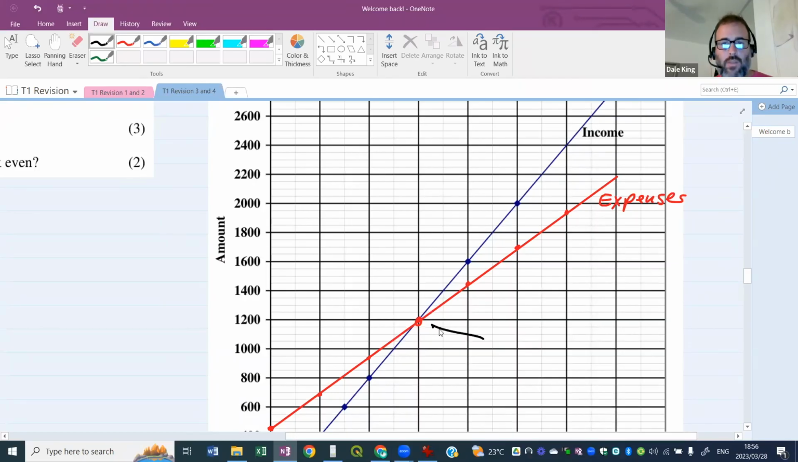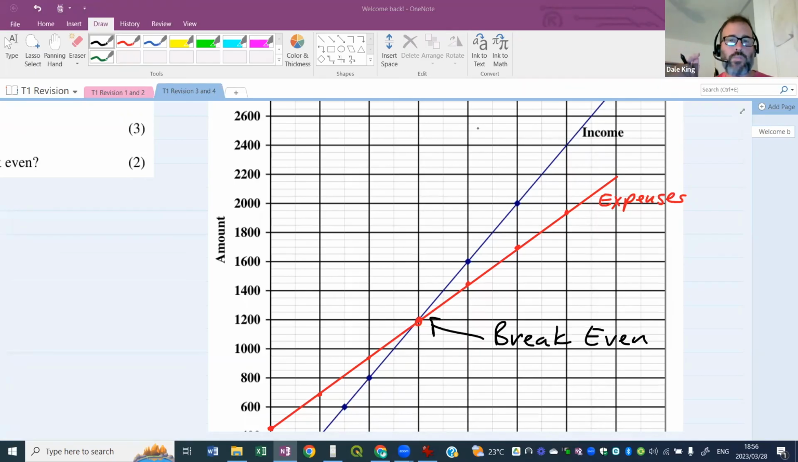So at the break-even point here, where the lines crossed over, we call this the break-even point. This is where your business will break even. Your income will equal your expenses. You're not making any profit and you're not making any loss. You're breaking even. No profit, no loss.